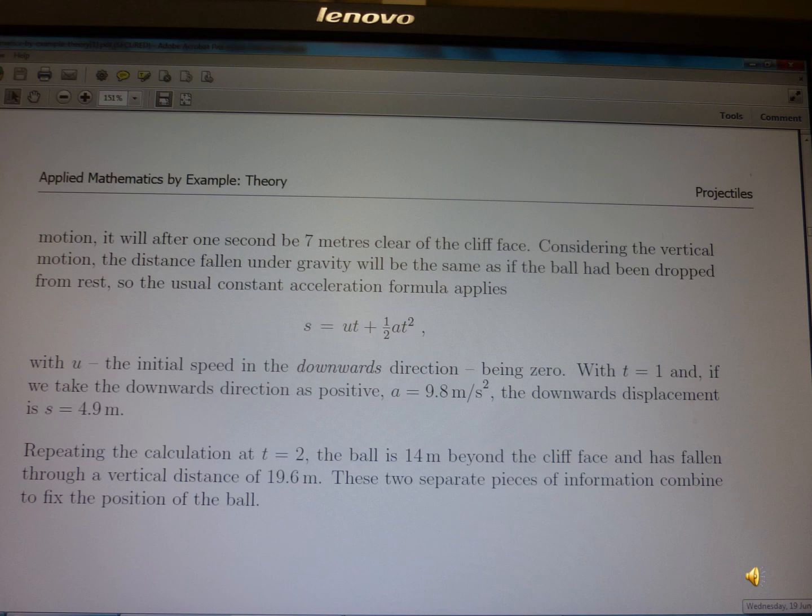So the downward displacement s: we substitute into this equation, where u is 0. So substituting the u value and the at squared term, you get s equal to 4.9 meters. And when we do the calculation with t equal to 2 seconds, by solving, s equals 14 meters beyond the cliff.